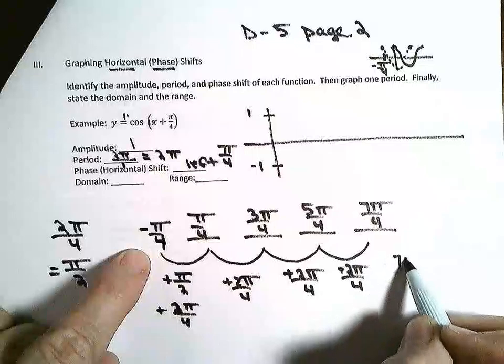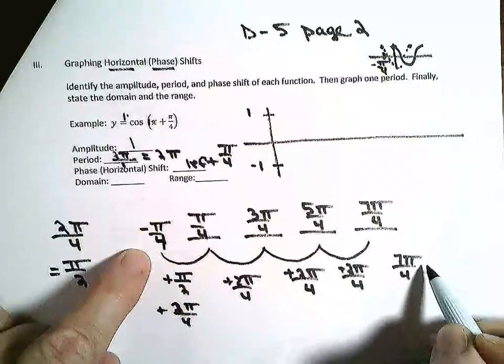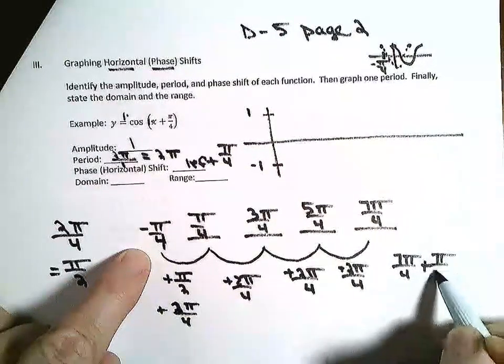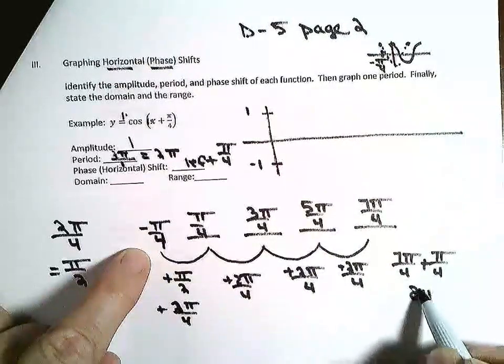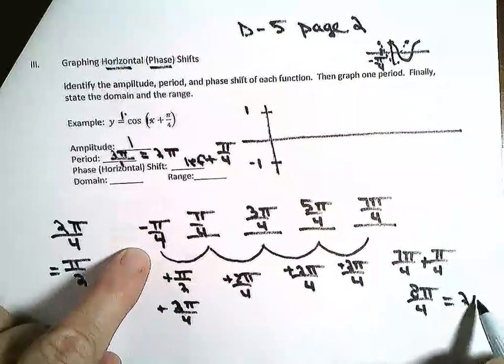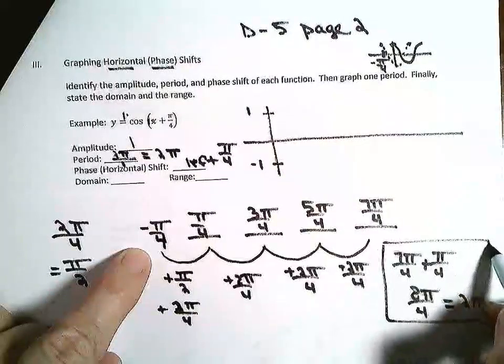Or you could also just subtract: 7 pi over 4 minus a negative pi over 4 is the same as plus pi over 4, which gives you 8 pi over 4, which is 2 pi. And so that helps you double check to make sure that the period is correct.